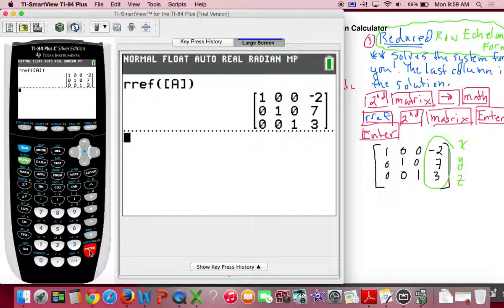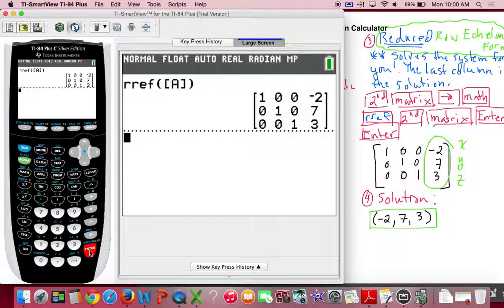And so step 4 is going to be to write your solution. So your solution is, and you're going to write it as a triple ordered pair with the X coming first. So -2, 7, 3. So what's nice is your calculator can do that for you in less than a minute. The only time that it really takes is inputting the matrix into your calculator. So your homework should be much quicker today. The only time-consuming part is inputting the matrices.